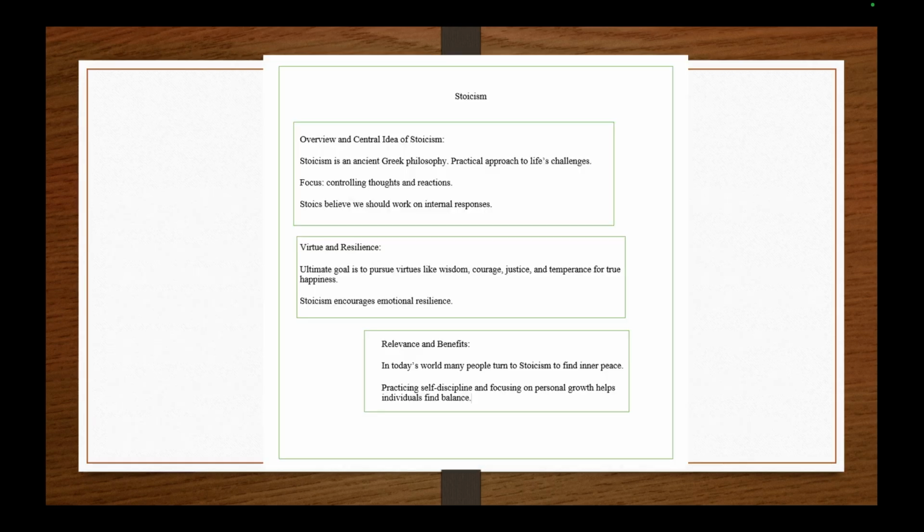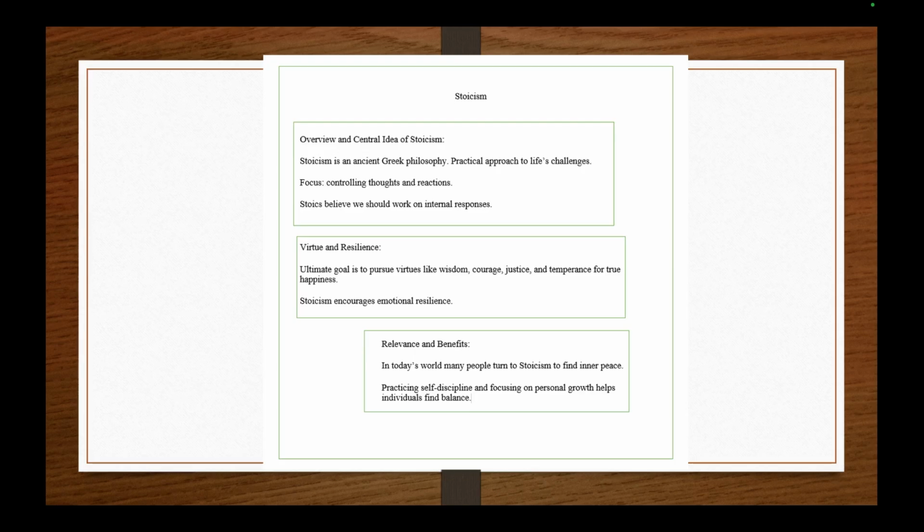Now, this is how we've put them into boxes. See, the title here is Stoicism. Then, overview and central idea of Stoicism. Okay, ancient Greek philosophy, practical approach to life's challenges. Now, the focus: controlling thoughts and reactions, and what they believe that we should work on, internal responses. Now, there's a special mention of virtue and resilience. So, the ultimate goal is to pursue virtues like wisdom, courage, justice, and temperance for true happiness.